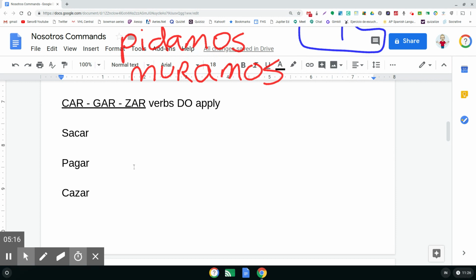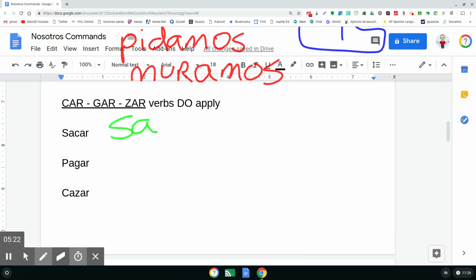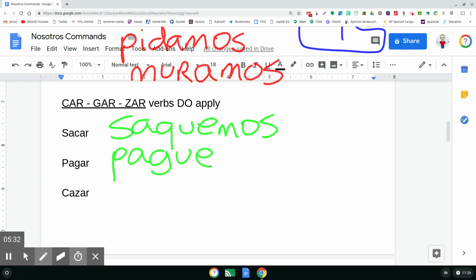So we do need to keep these things in mind. When I'm looking at sacar, for example, I've got to do something to keep that k sound. So it's going to go to QU, and then I'll add my opposite ending, which is an EMOS because it's an AR verb. Pagar, I've got to do something to keep the g sound. The reason we do this is because if I don't make that change, if I don't put that U in there, then the pronunciation would be pagemos, and I want to make it paguemos, so I put that extra U in there.